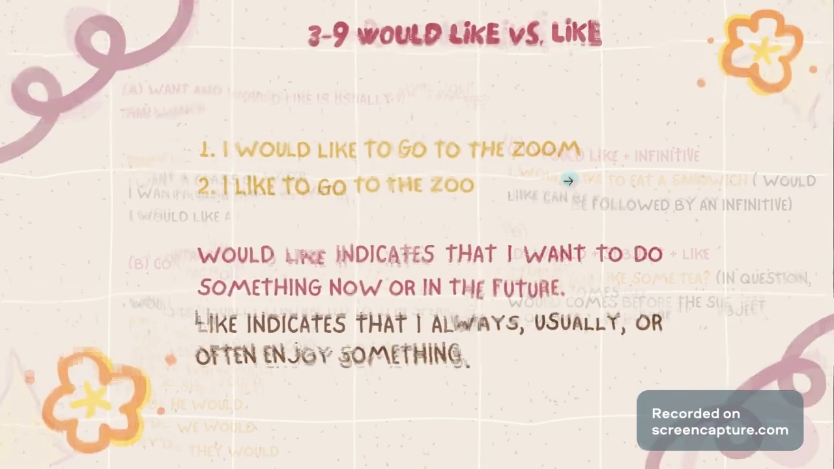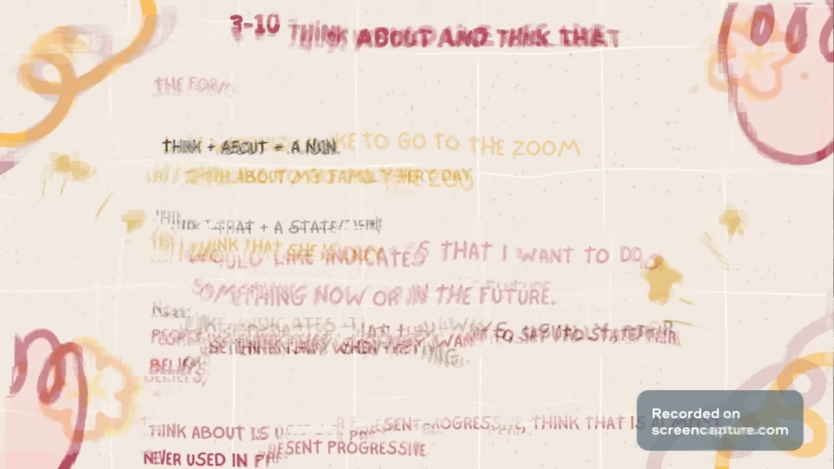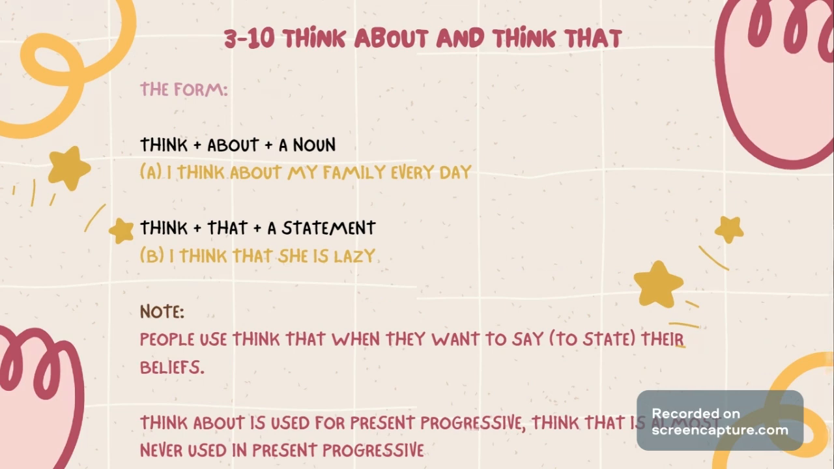Next, would like versus like. For example, I would like to go to the zoo and I like to go to the zoo. So would like indicates that I want to do something now or in the future. Like indicates that I always, usually, or often enjoy something. So that's the difference.